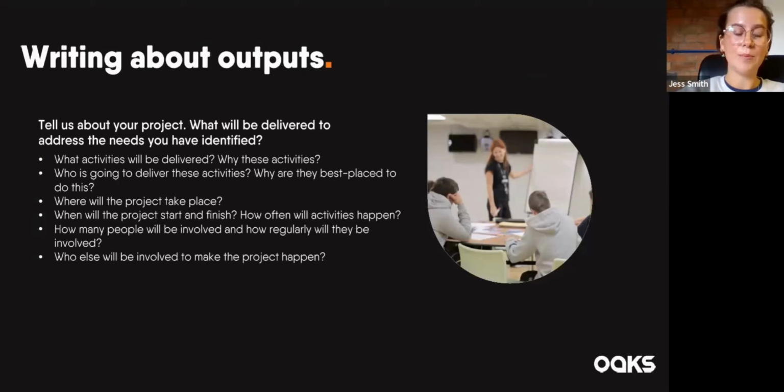So will you need to employ a new member of staff? Will you be supported by volunteers, and why are they best placed to do this? A lot of times we use examples of awards or reputation to justify this, and it can be really useful for a funder when you're explaining, if you've got a program running in mental health, for example, why this person is most suitable to support young people who may be struggling with their mental health. You need to discuss where the project will take place.